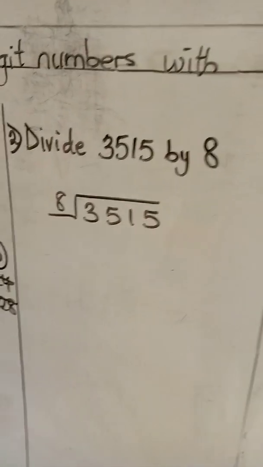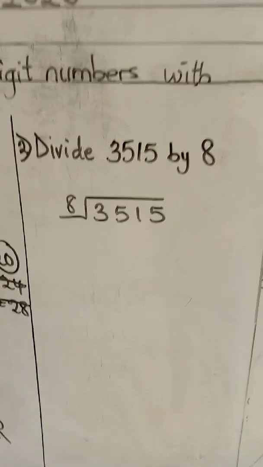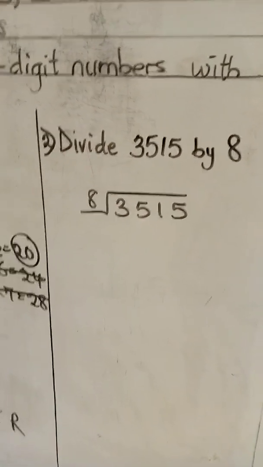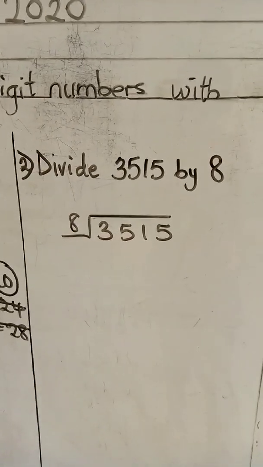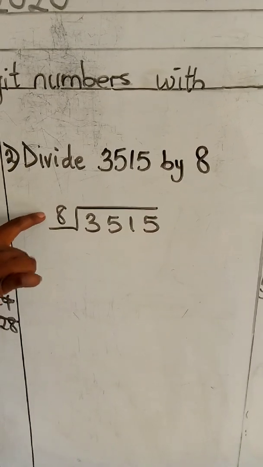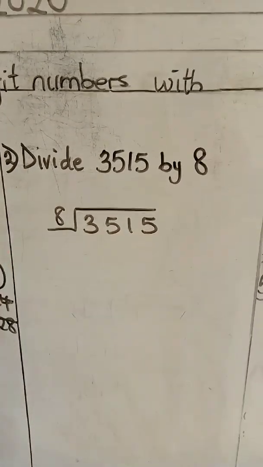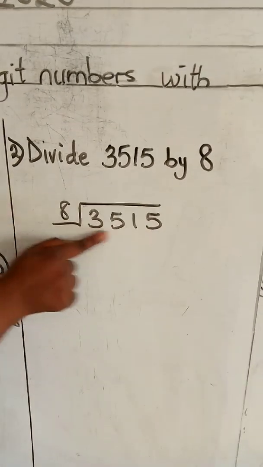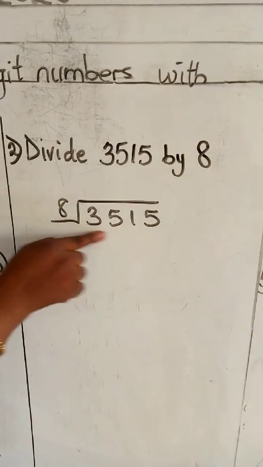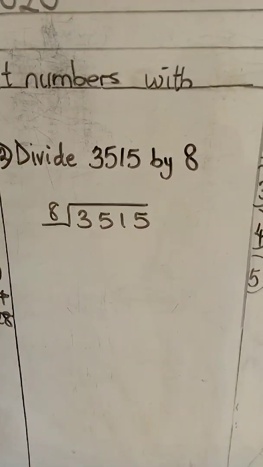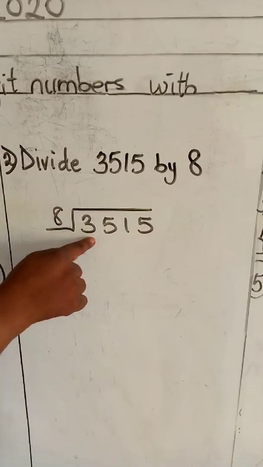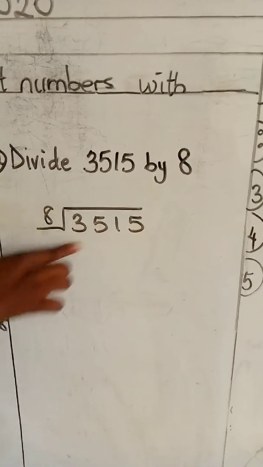Now let's move over to the second example. I have 3,515 divided by 8. Okay, now our divisor is bigger than the first digit. What do we do? So we take what? 35. We take 35, because the first digit is smaller than 8, and so we cannot use it to divide. So you take 35.